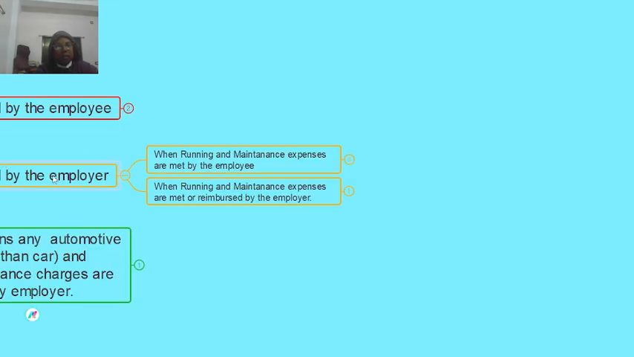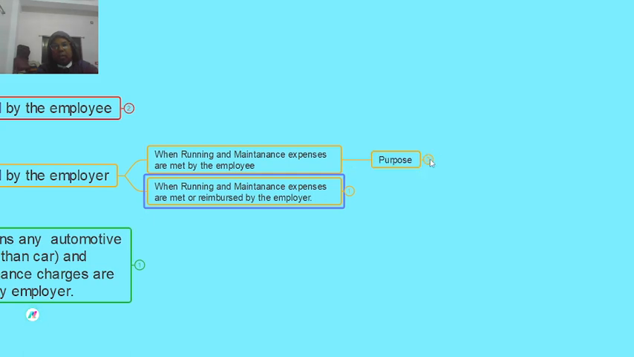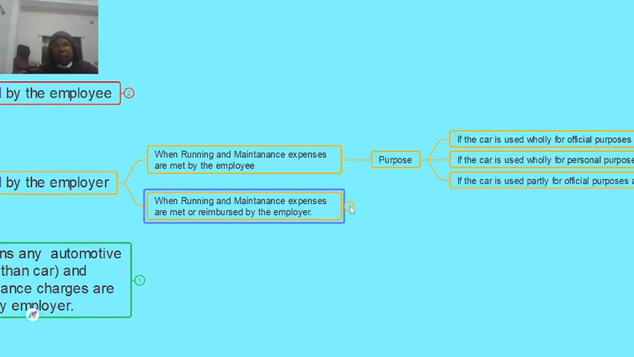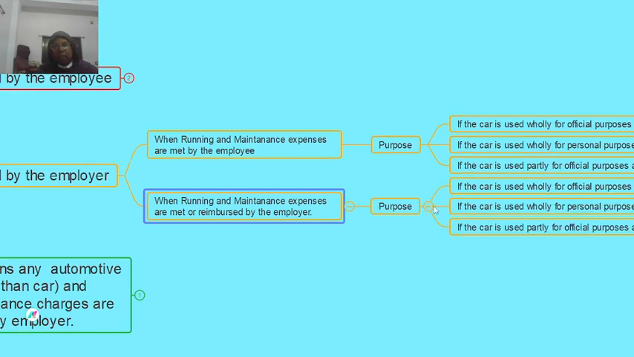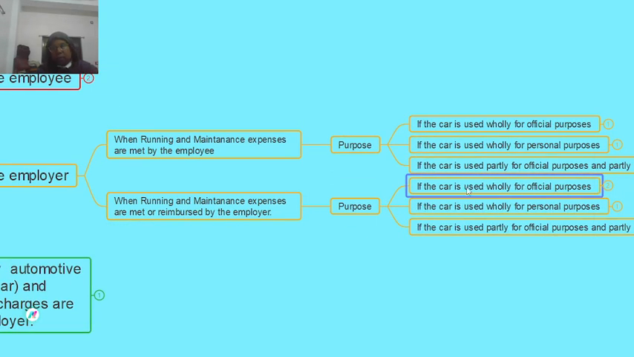And if the running and maintenance expenses are made by the employer, previously the running and maintenance expenses were made by the employee, now the running and maintenance expenses are made by the employer, then the purposes will be three. The car is used wholly for official purposes, the car is used wholly for personal purposes, and the car is used partly for official purposes and partly for personal purposes.